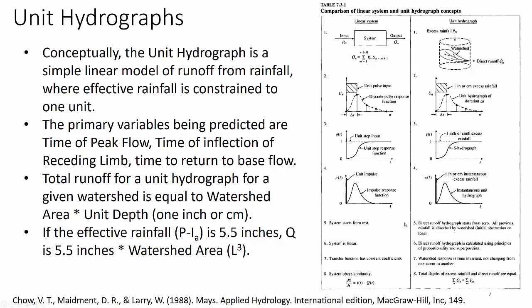So the system starts from rest. Direct runoff starts from 0. All previous rainfall is absorbed by the watershed. Initial abstractions are lost. So it starts from 0. So that's where rainfall starts.